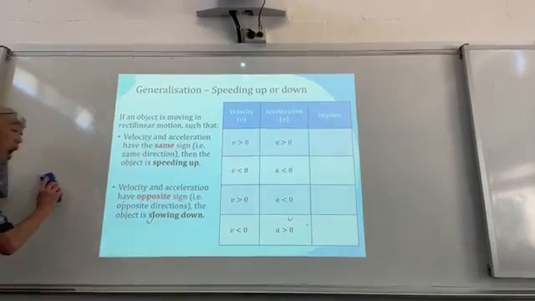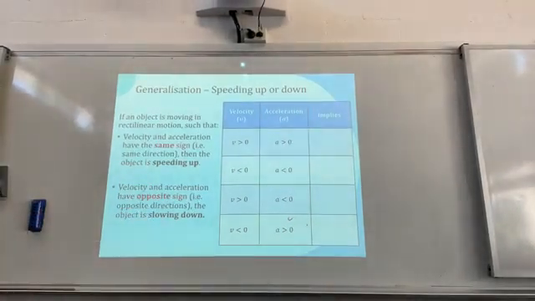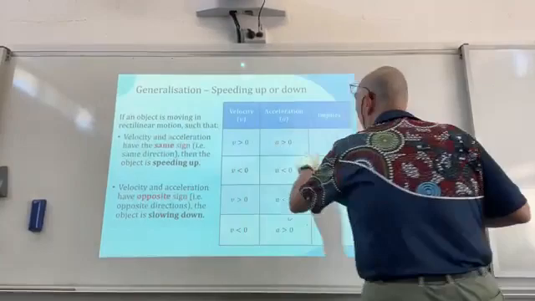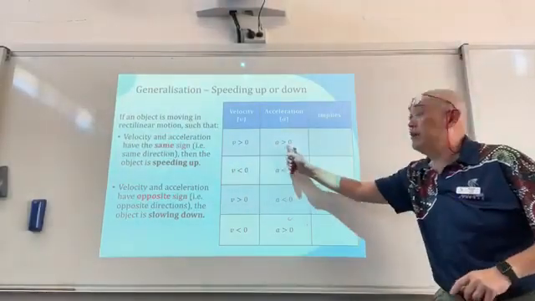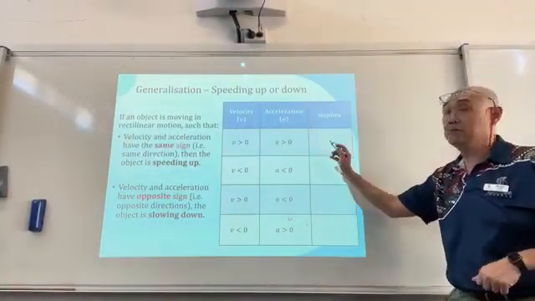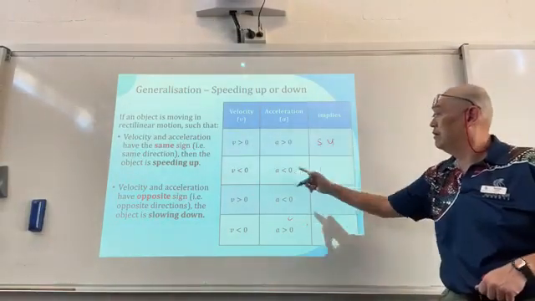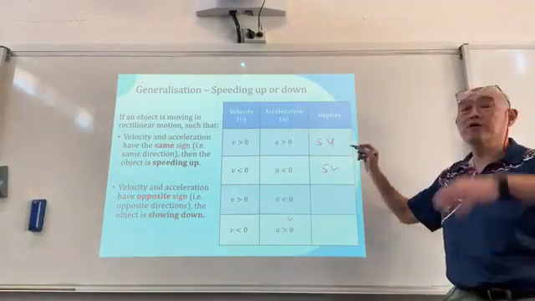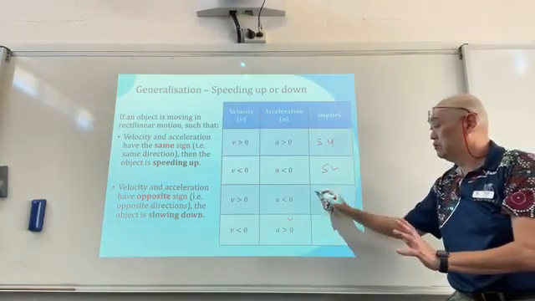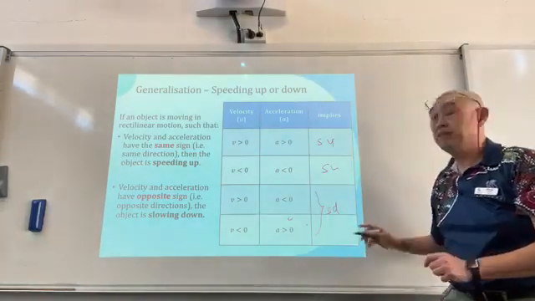Now, I would expect you to be able to describe, when you are looking at an object in the test, whether the particle is speeding up or slowing down. So here in this case, velocity and acceleration greater than zero, that means speeding up. That will be speeding up as well because it's all negative. Whereas those two will be slowing down.